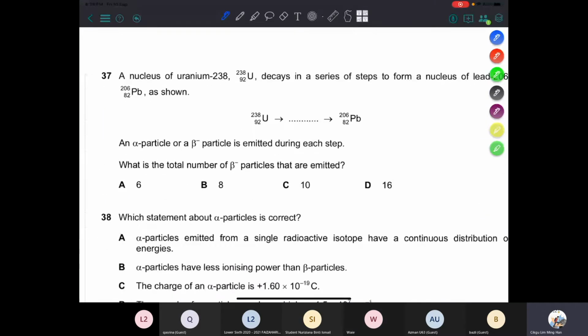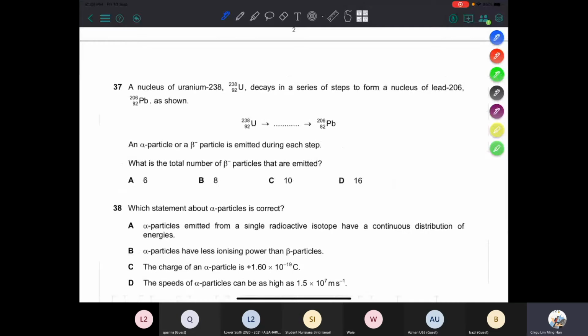238, 92. This one is actually difficult, the calculation gives a headache, because it has alpha and beta. It's a trial and error calculation. For me, I use trial and error, put in the answer and test one by one. For example, I show you here, 238, 92. For example, I choose A.